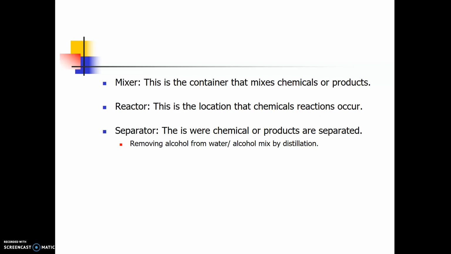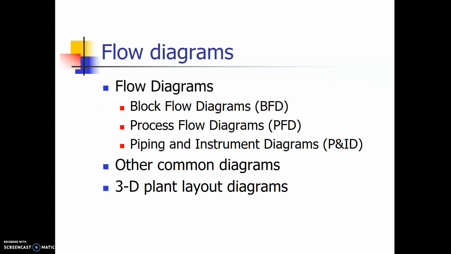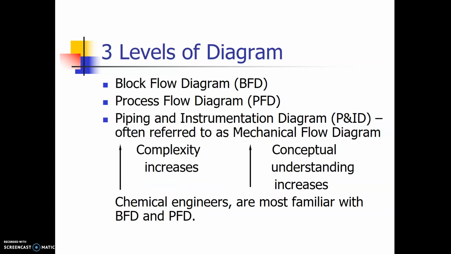The reactor is the location where chemical reactions occur, and the separator is where chemicals and products are separated, like removing alcohol from a water-alcohol mixture by distillation. Now, there are several different ways of showing this. There are the flow diagrams, which include the block flow diagram, the process flow diagram, and the piping and instrumentation diagram. There are other common diagrams, and we're going to look at 3D layouts in just a moment. The three levels of diagrams are your block flow, your process flow, and your piping and instrument diagrams.